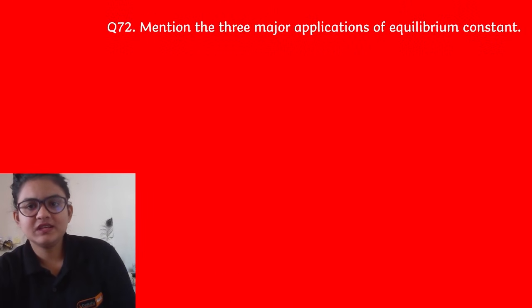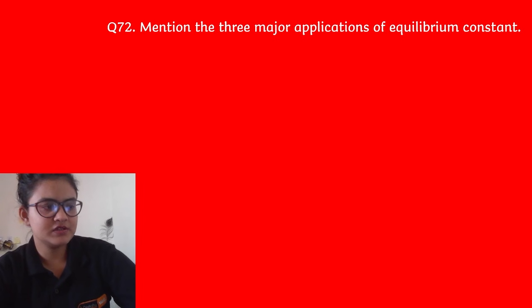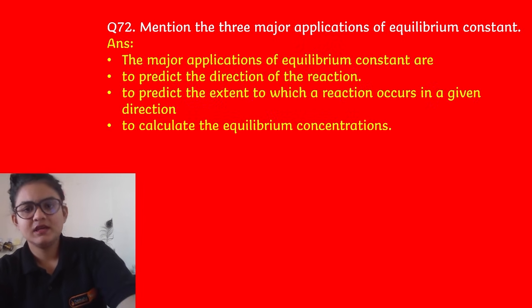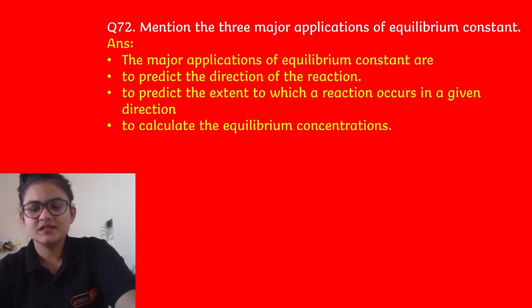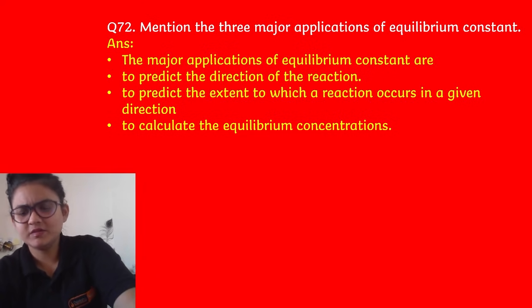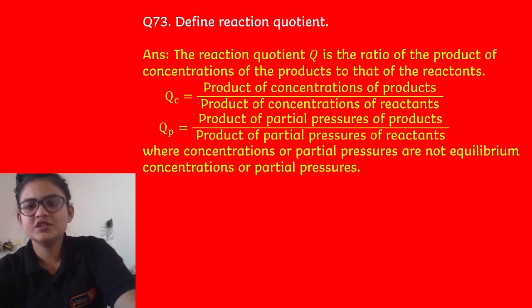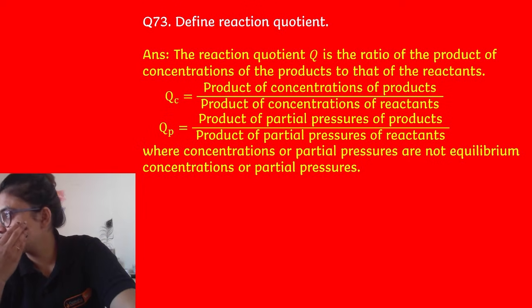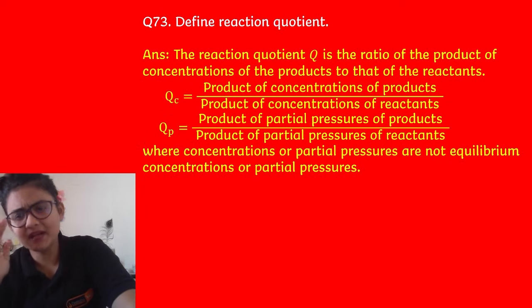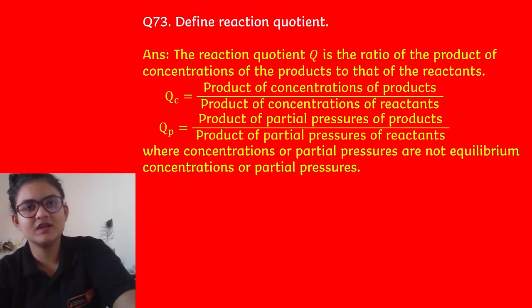Mention three major applications of the equilibrium constant. First, to predict the direction and extent to which the reaction will occur, and the equilibrium concentrations. For this purpose we can use the equilibrium constant. Now define reaction quotient. Reaction quotient is the ratio of the concentration of products to reactants at any extent, not at equilibrium. It can be written in terms of concentration as well as partial pressure.